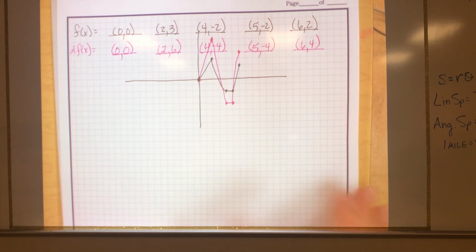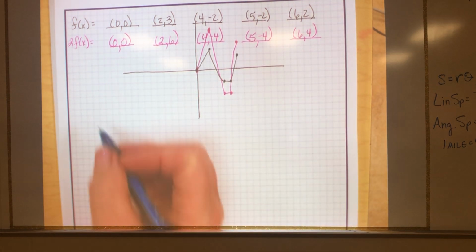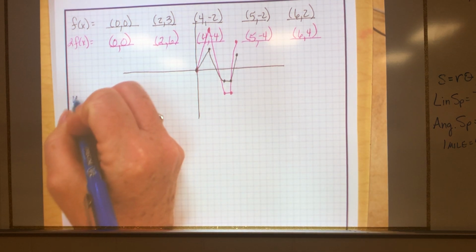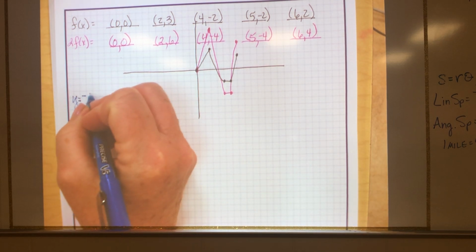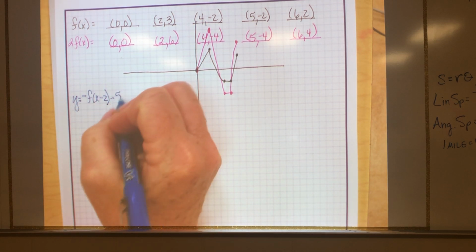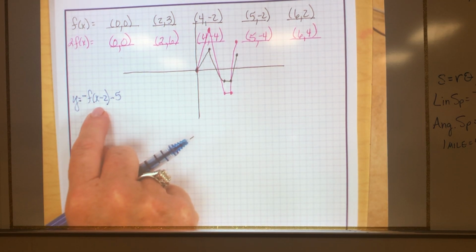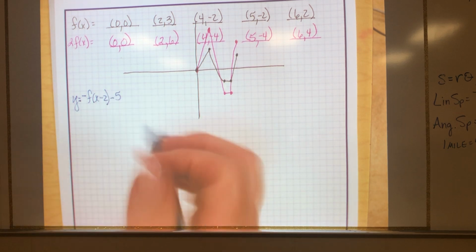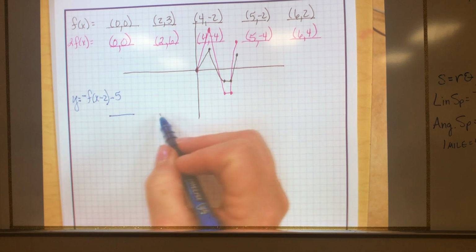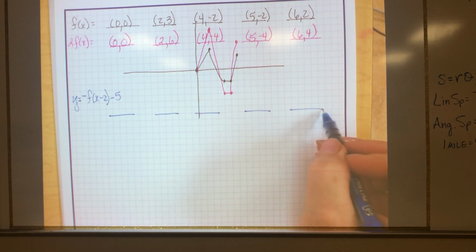Okay, so let's do the next one. The next one's going to tell me if you kind of know what's going on. All right? So this one looks like this. y is equal to negative f of x minus 2 minus 5. Okay? Negative f times x minus 2 minus 5. I'm going to write my points down. Here they are. 1, 2, 3, 4, 5.